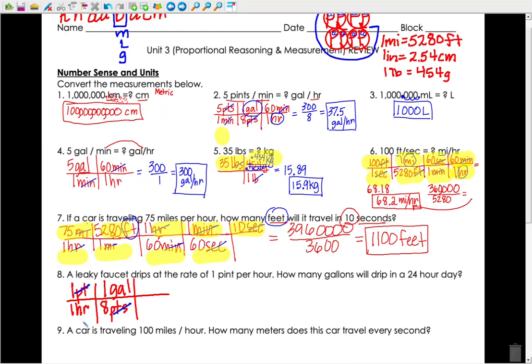And I wanted gallons, but I need to change hours to days. So that means I'm going to put 24 hours, 1 day. And this is where I get rid of hours. And like I said, we are left with gallons per day. Okay. And I just need to multiply across. Answer, 3 gallons.